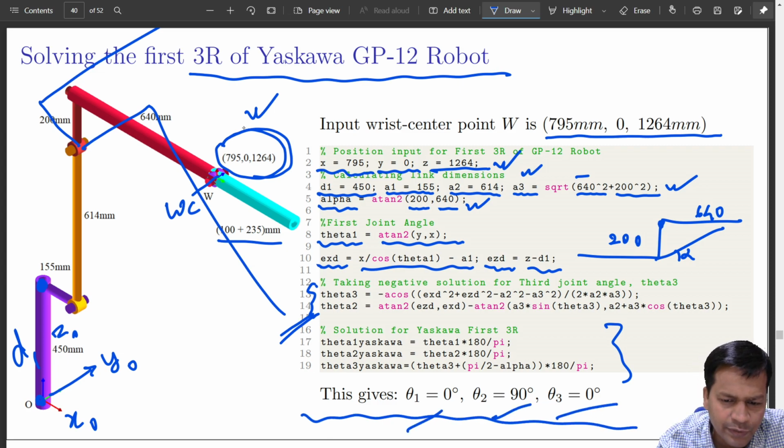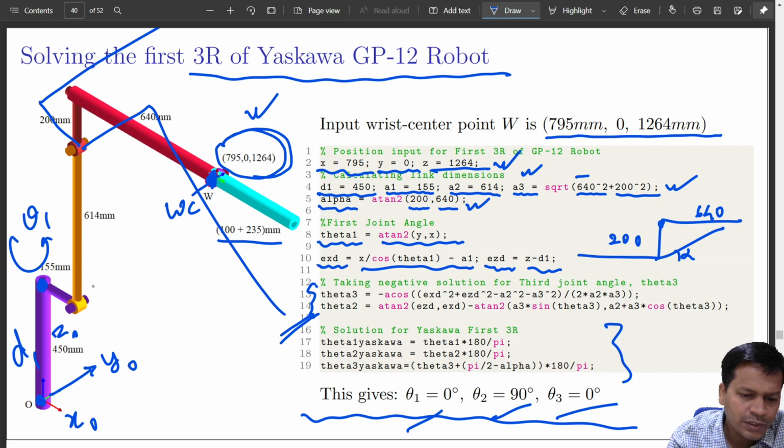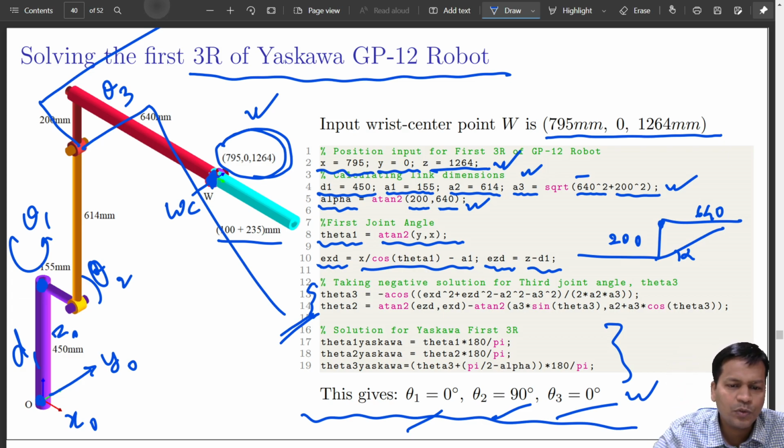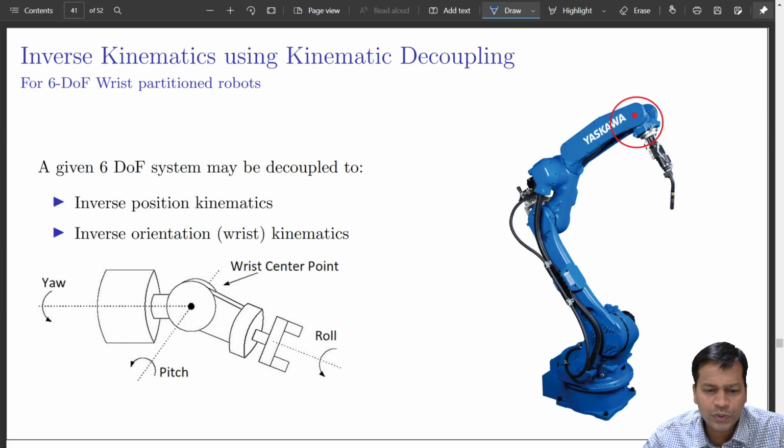So for any given position xyz of this, I can calculate theta 1, this is theta 2 and this is theta 3. Those angles can be quickly obtained. Got it? So this is the first three angle solution. Now let me move ahead and do the rest.